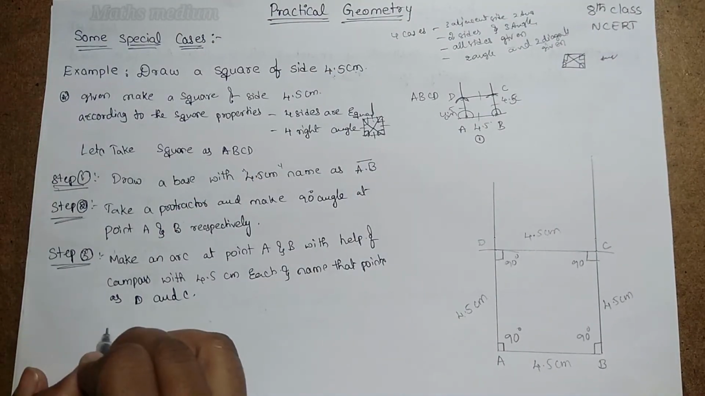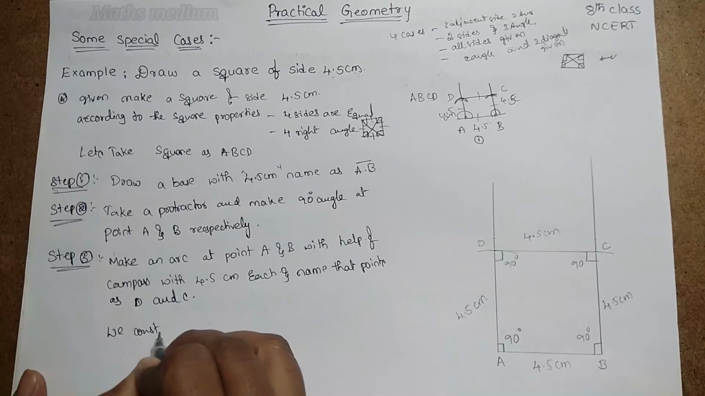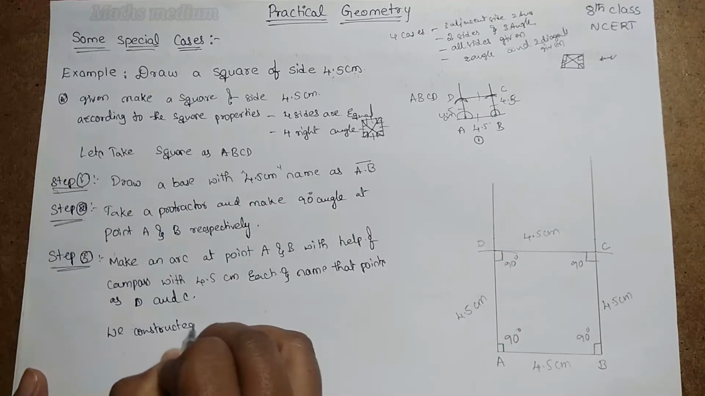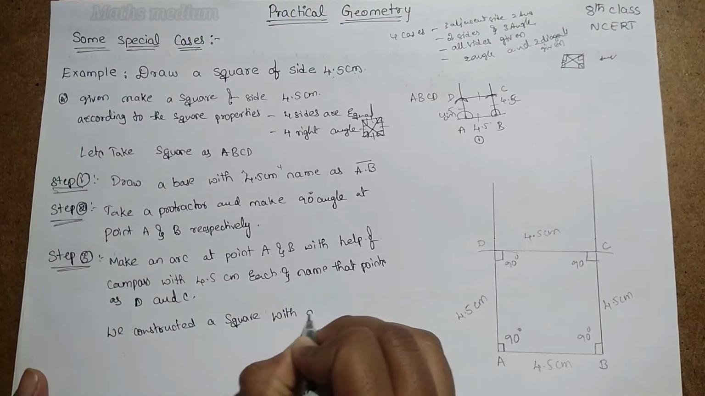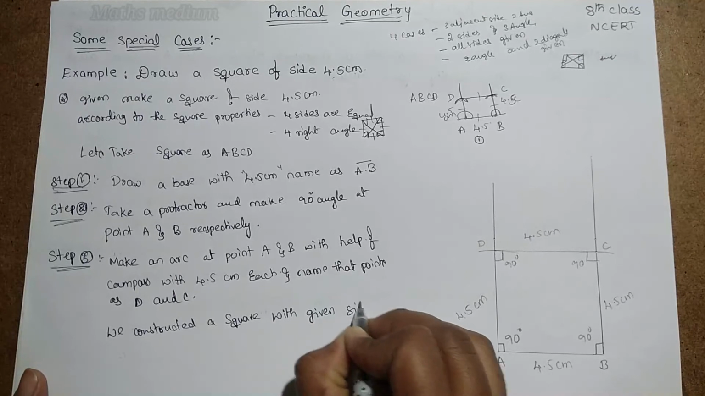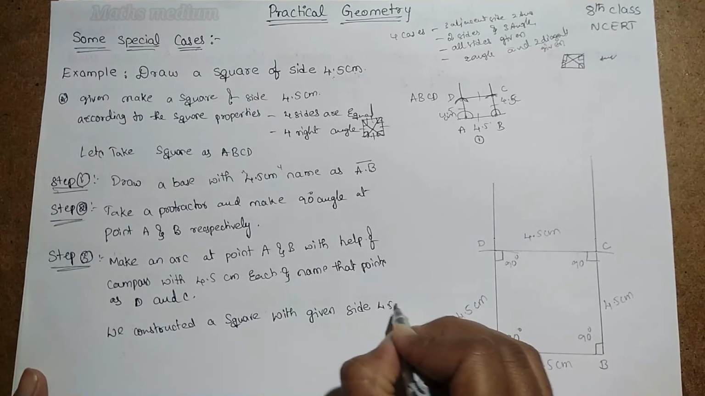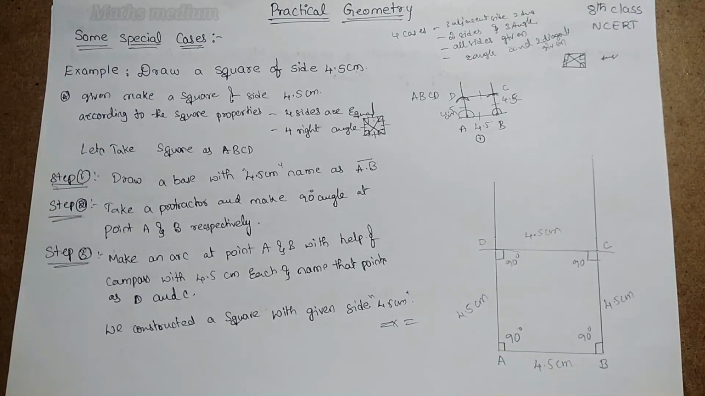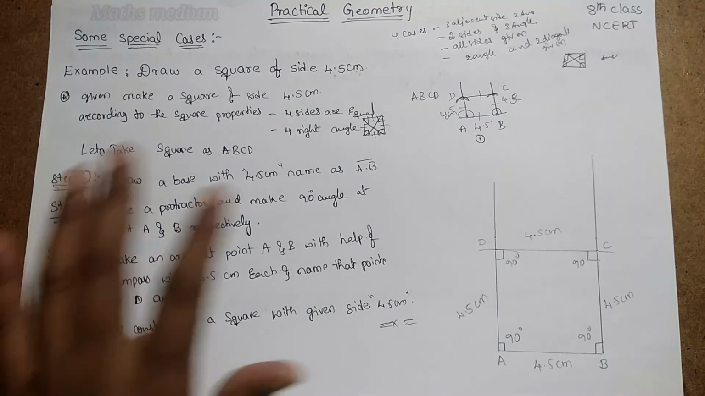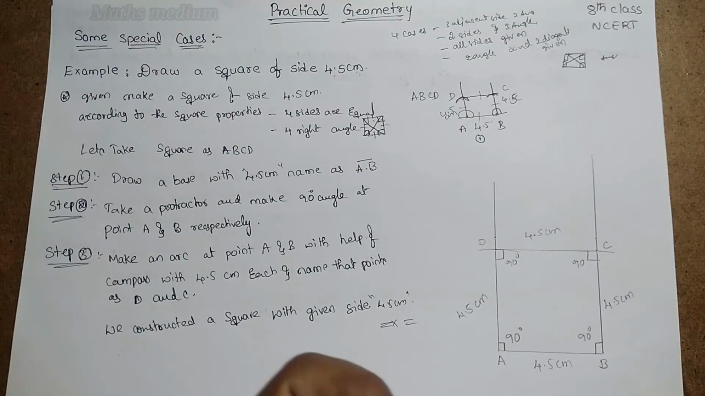Finally, answer. We constructed a square with given side 4.5 centimeters. So this is the answer. So those are the cases, but in special cases they give one side, so we have to construct a square. If they give two sides, we have to construct a rectangle also, because in a rectangle we know that opposite sides are equal in length and each has 90 degrees. So that's why we can construct a rectangle also.